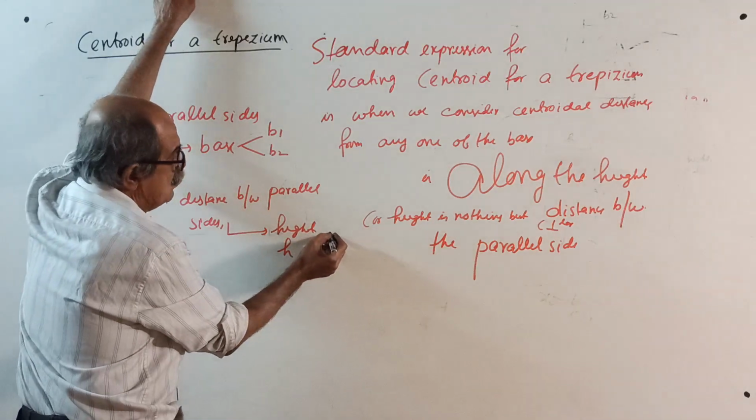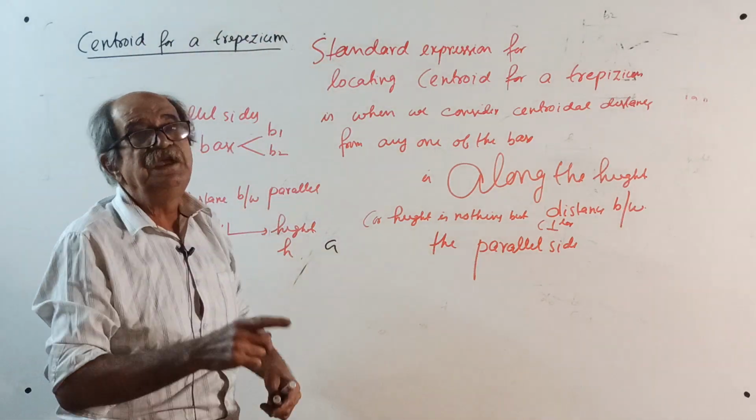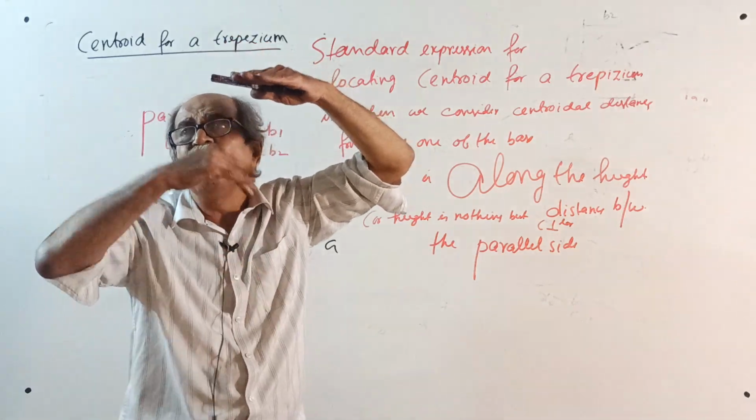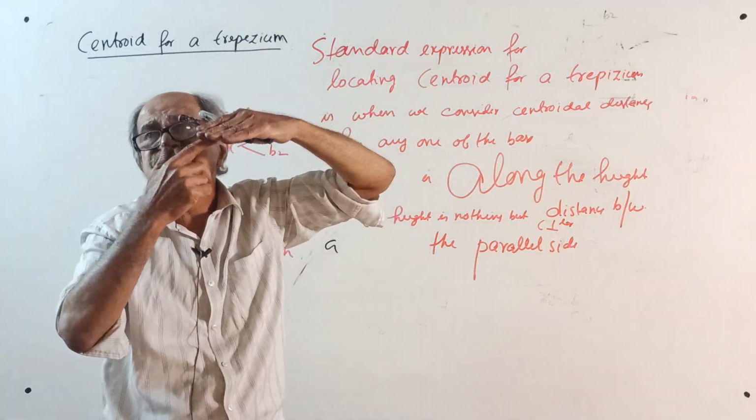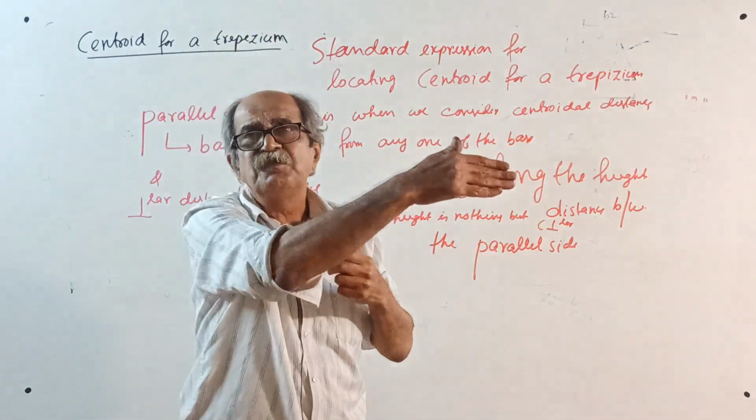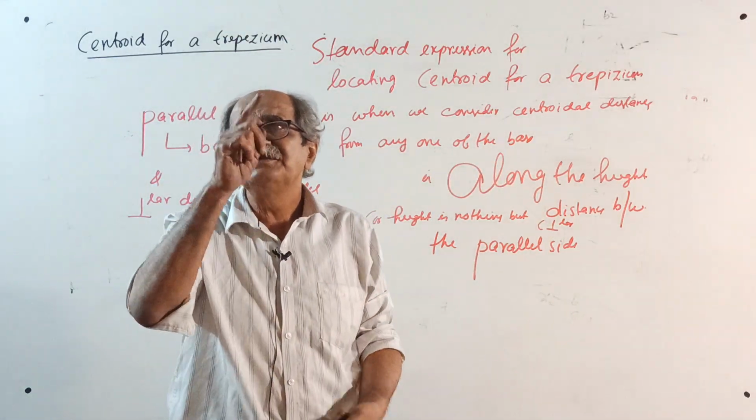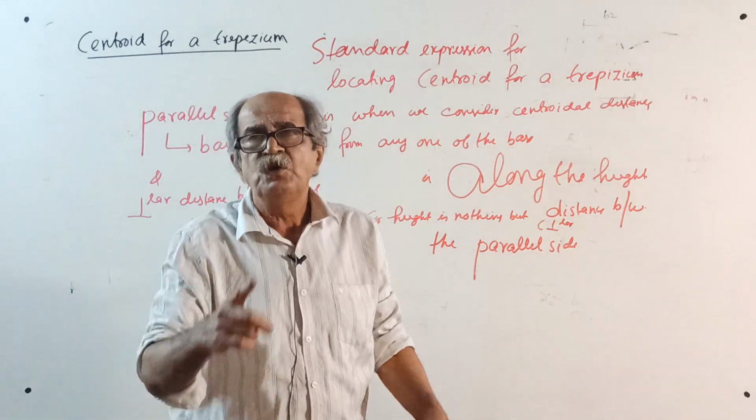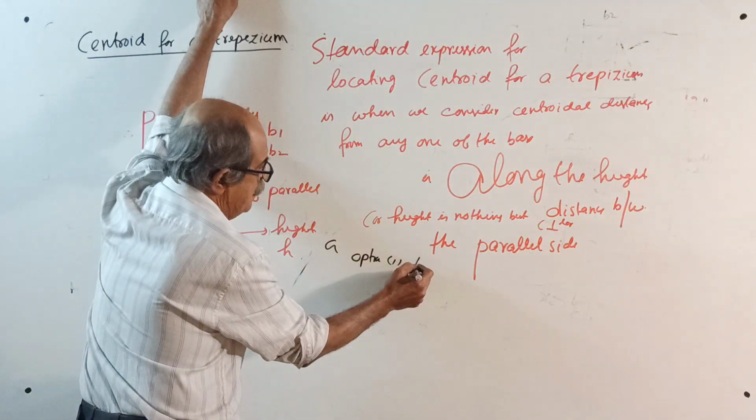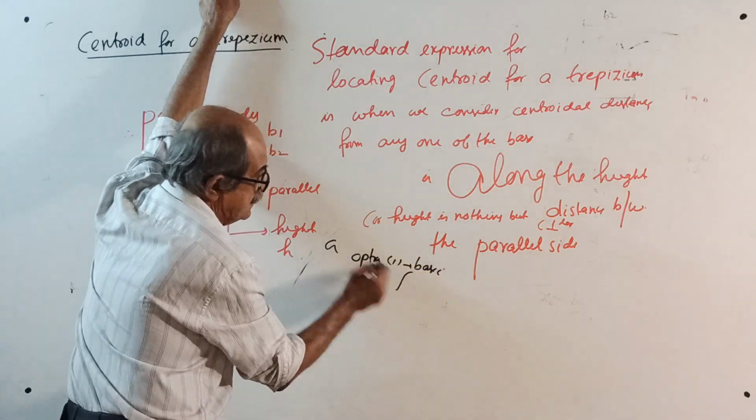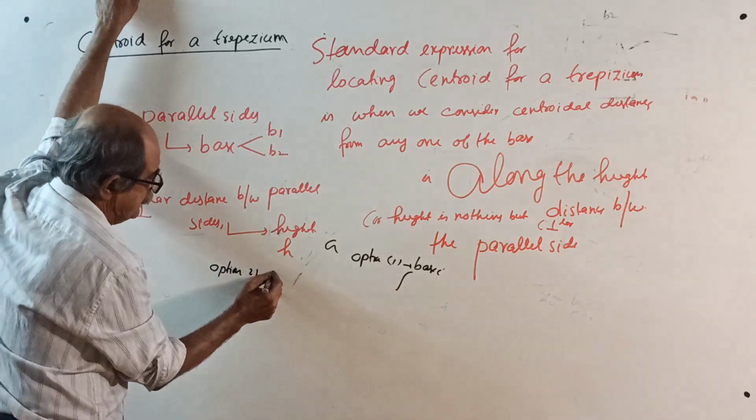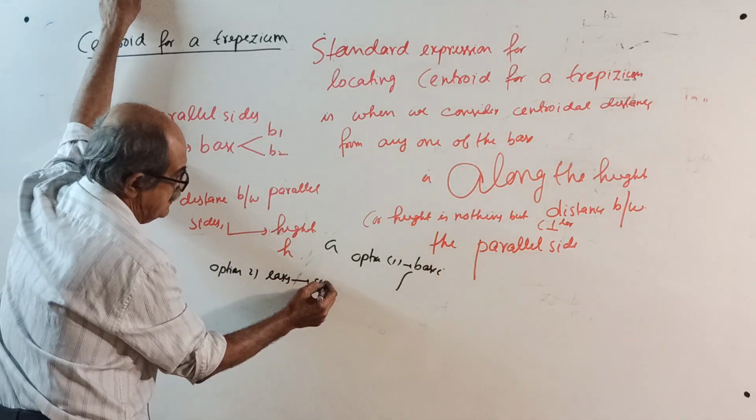We have to locate centroid G. I already told you, G is located by the distance from either base, from the parallel sides, and measured along the height. It can be this way or this way, it does not matter. Height means the distance between the parallel sides. We have two approaches. Option 1, by the basic approach, that is the integration principle, and option 2, the easy method, that is summation.